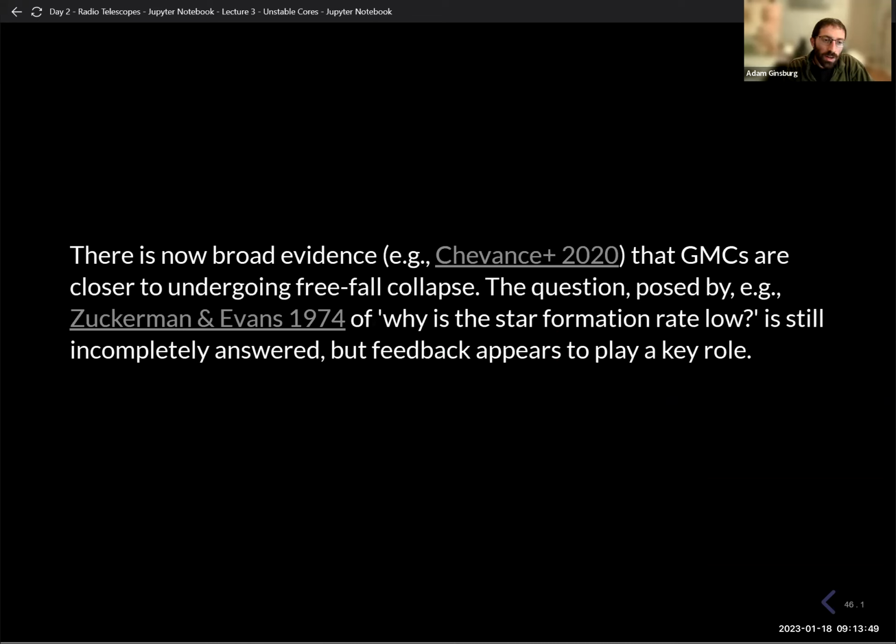So there does seem to now be reasonably broad evidence that giant molecular clouds are closer to undergoing free fall collapse than they are to being in gravitational equilibrium. So we still haven't successfully answered a now nearly 50-year-old question about why the star formation rate is so low. This answer is yet another open question, and we think that feedback plays a key role. That's something we'll revisit in the future, and this is now the end of the lecture.